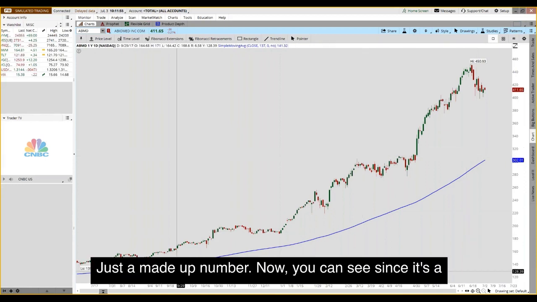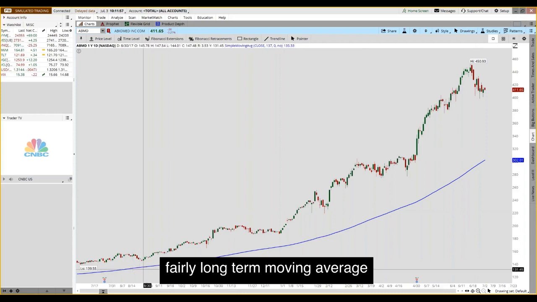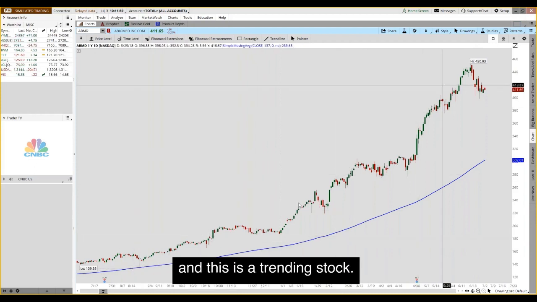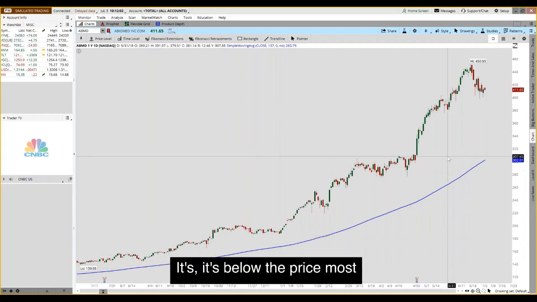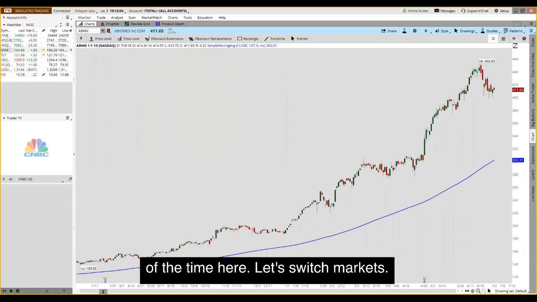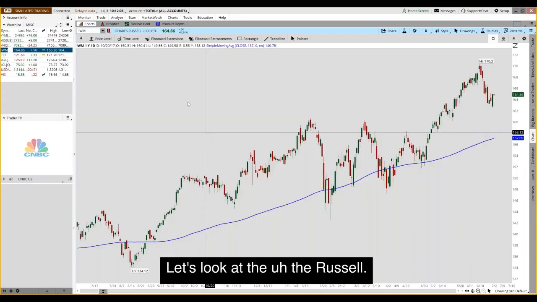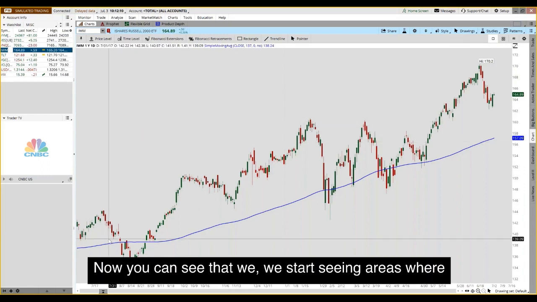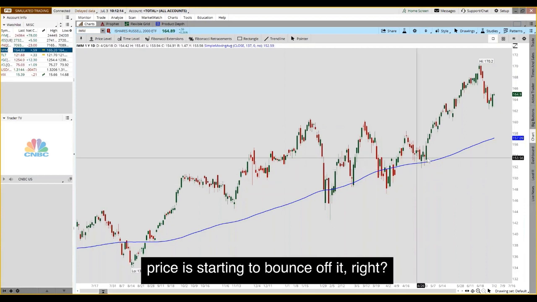Now you can see since it's a fairly long-term moving average, and this is a trending stock, it's below the price most of the time here. Let's switch markets. Let's look at the Russell. Now you can see that we start seeing areas where price is starting to bounce off it, right?